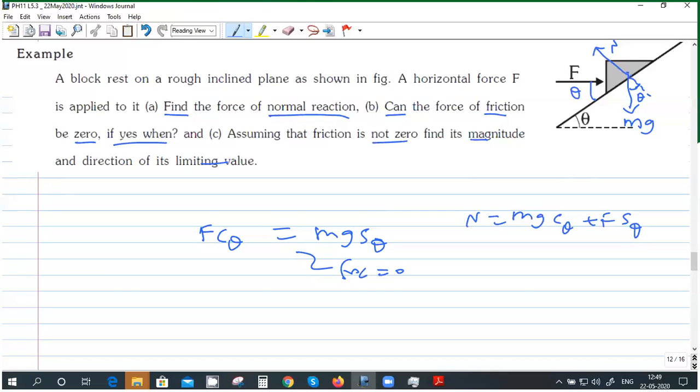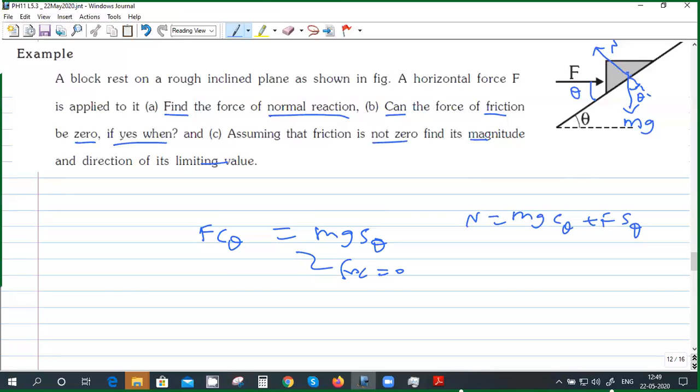Assuming that the friction force is not zero, find the magnitude and direction of the limiting value. So there are two cases. One, F is large. In that case, the block will try to move up, and the friction force will be downwards. The second case is F is not large. In that case, the block will try to move down and the friction force will be up. Understood? Two cases, so there will be two answers. Let me see the solution.